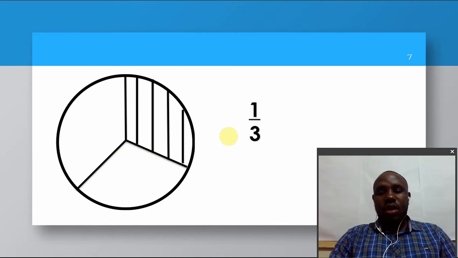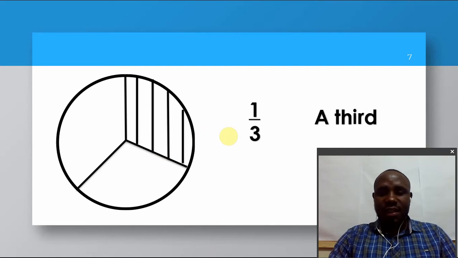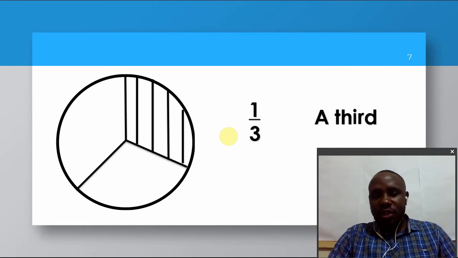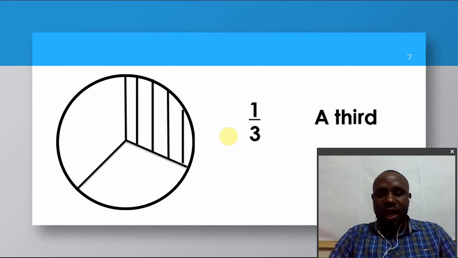Therefore, that fraction is called a third. It's called a third. Okay, the fraction is called a third. We say a third, that is T-H-I-R-D.